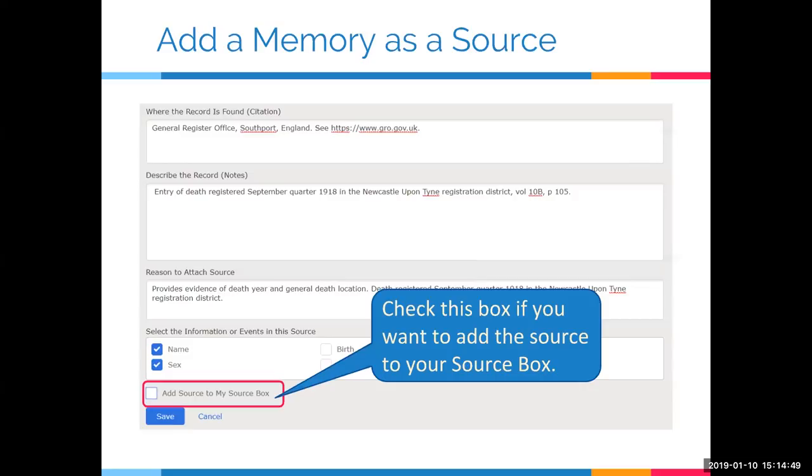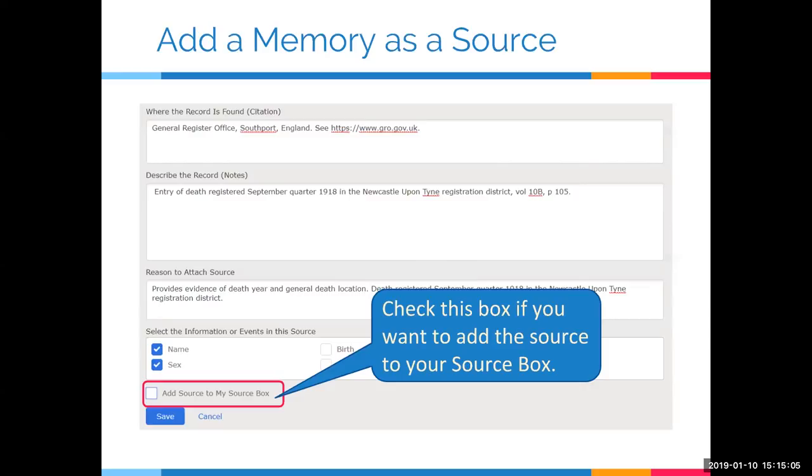The last thing before we click save is the option to add the source to your source box. And again, we went over that in an earlier webinar, but just briefly, the source box is a place in Family Tree where you can store copies of all your sources, regardless of who they're attached to.